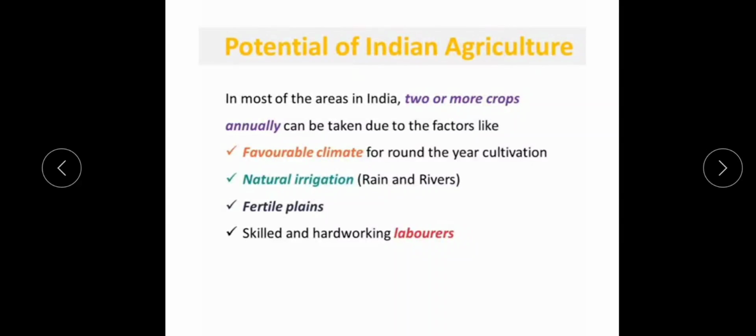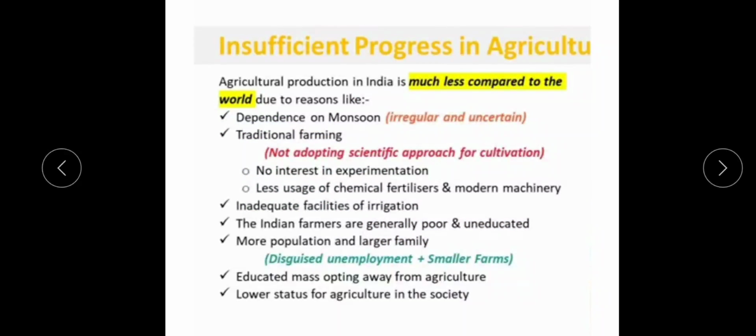So because of this is the potential part of Indian agriculture. This we are talking about potential. But if you look at the other side, we have insufficient progress in agriculture also. What is the reason for insufficient progress in agriculture? Agriculture production in India is much less compared to the world, and for that also there are certain reasons. Now, what are those reasons? Let's see.